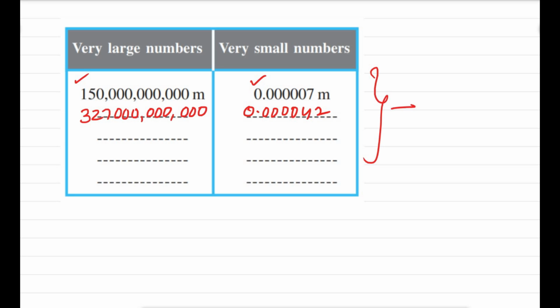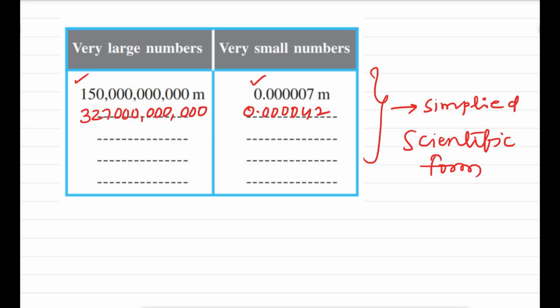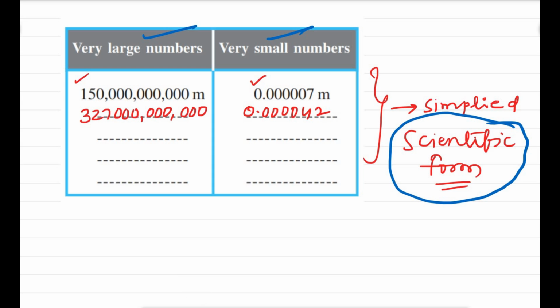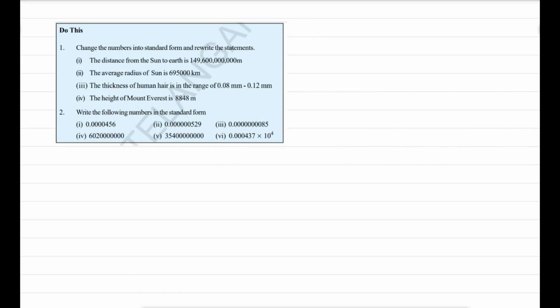All these large numbers can be simplified and written in a scientific form, so that the complexity of writing and reading will be reduced with the help of this scientific form. This is useful to write very large numbers and very small numbers. So both kinds of numbers can be converted into scientific form. Here you can see a few examples.